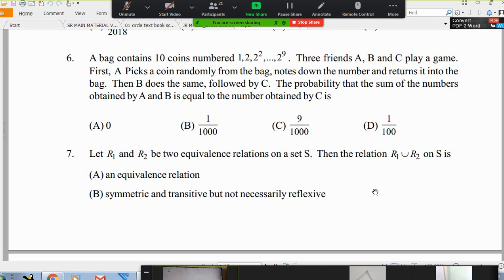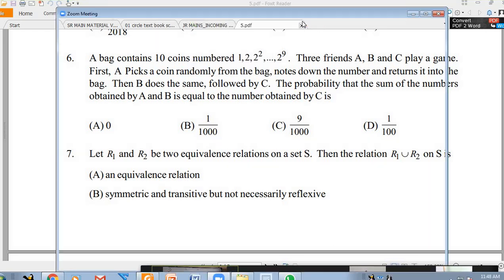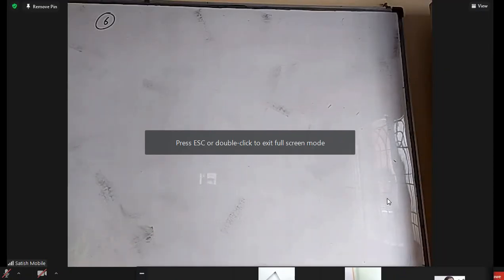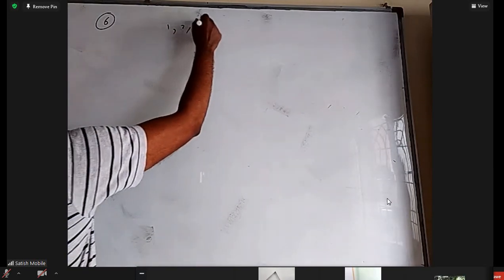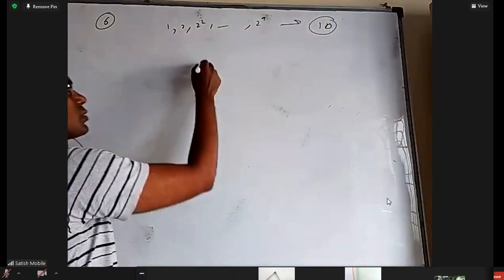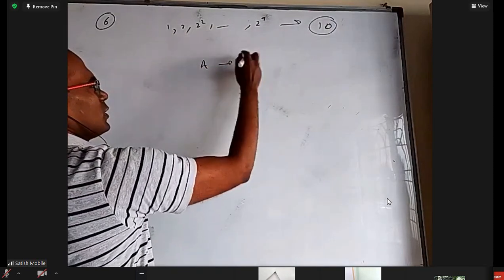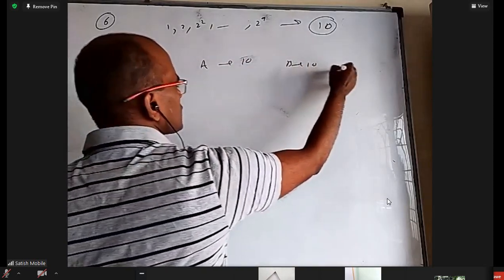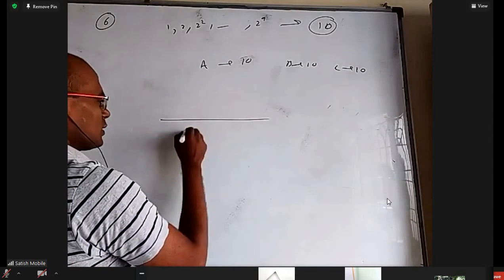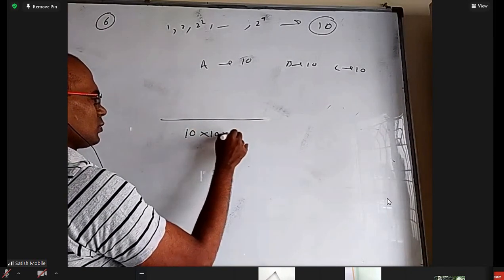So basically, all are powers of 2. One, 2 squared, up to 2 power 9. That is total 10 numbers. A can choose any one of them 10 ways. B can choose any one of them 10 ways. C can choose any one of them 10 ways. So it is allowed, because of replacement, so the denominator is 10 into 10 into 10.